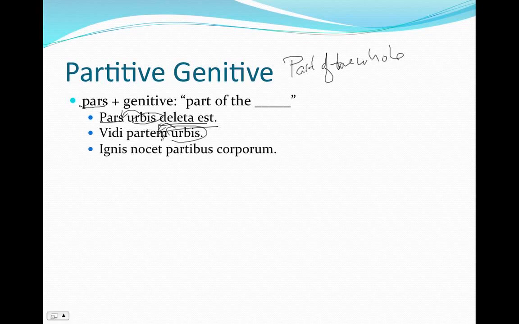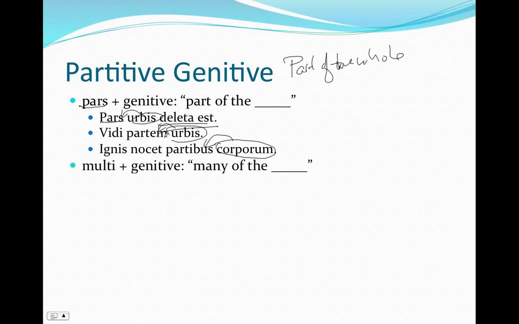Or again, we can find pars in other cases. So, ignis nocet partibus corporum. Here, rather than city, we have body, or bodies, in the genitive. Here's the partitive genitive going with partibus. Fire harms parts of the bodies. So here, bodies is plural, so parts of the bodies. The partitive genitive modifies partibus.